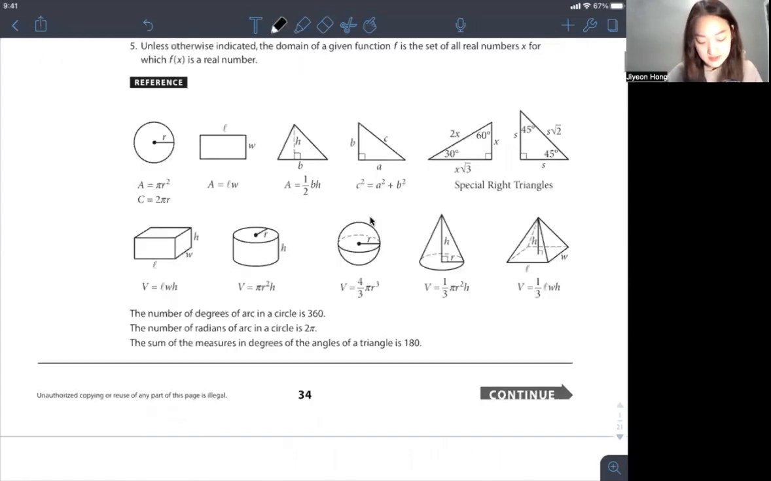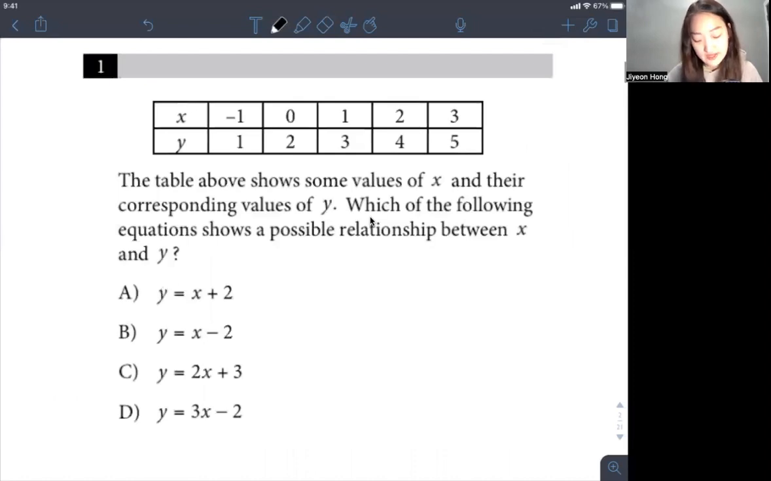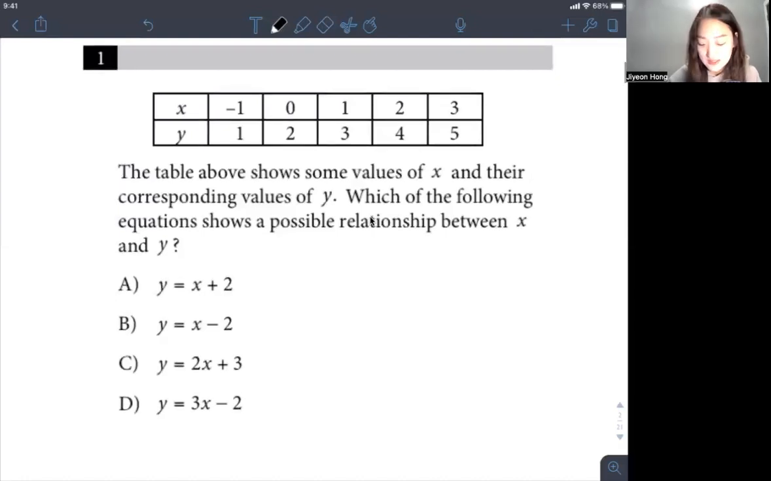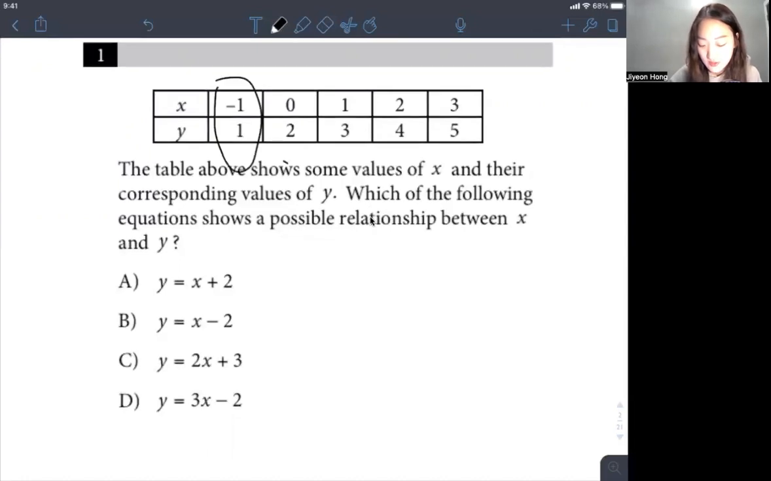Number one, the table above shows some values of x and the corresponding values of y. Which of the following equations shows a possible relationship between x and y? Immediately, I notice that between each x value and y value, we have a +2. So from the x, we have to add 2 to get the y value. So y equals x plus 2, which is answer choice A.